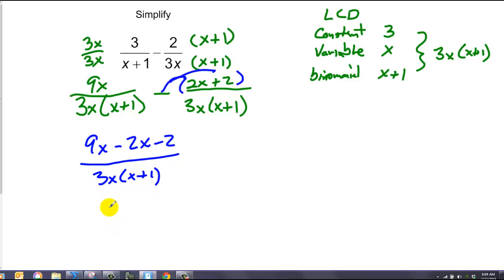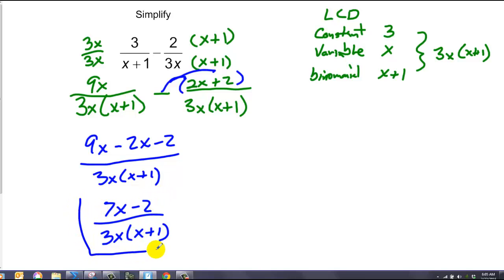And that gives me a final of 7x minus 2 over 3x times the quantity of x plus 1. No factoring will happen at this point, so that's going to be my answer.